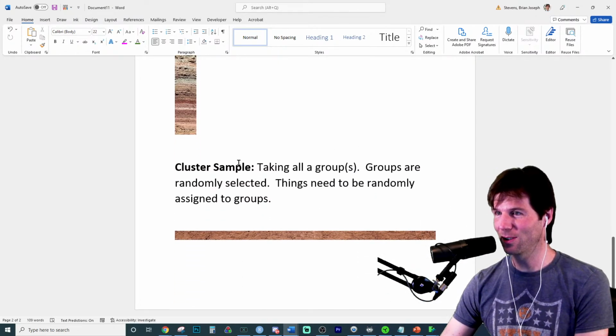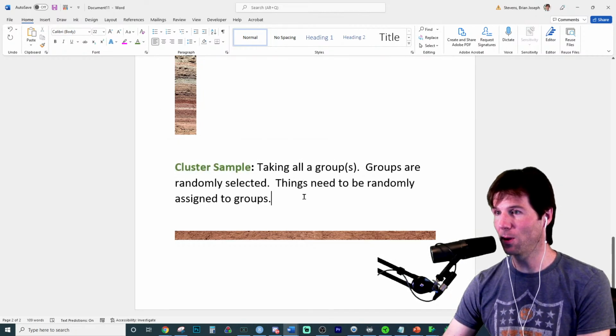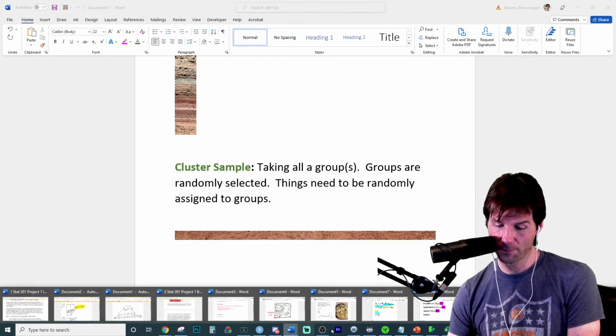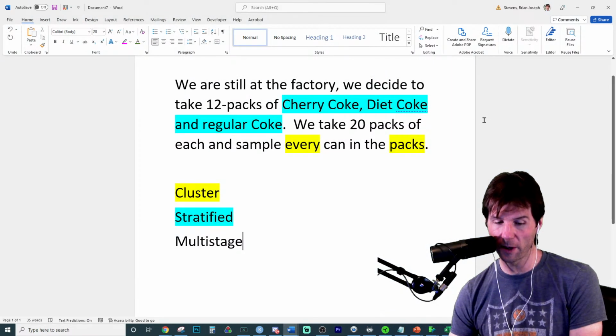Cluster is also a good sampling method when done properly. The things need to be randomly assigned to groups, and that's probably a problem because people on teams are not randomly assigned. We did an example earlier. I think we still have it up. Here we go.